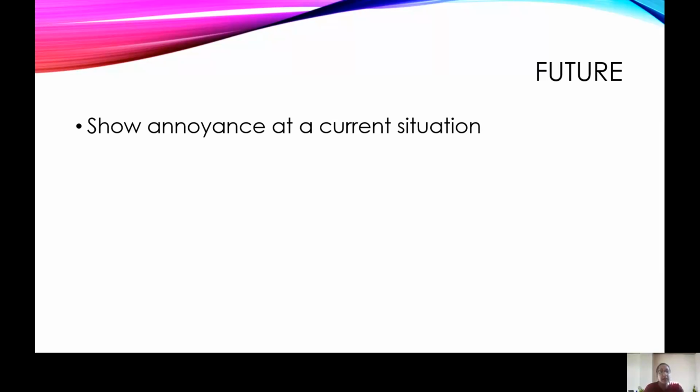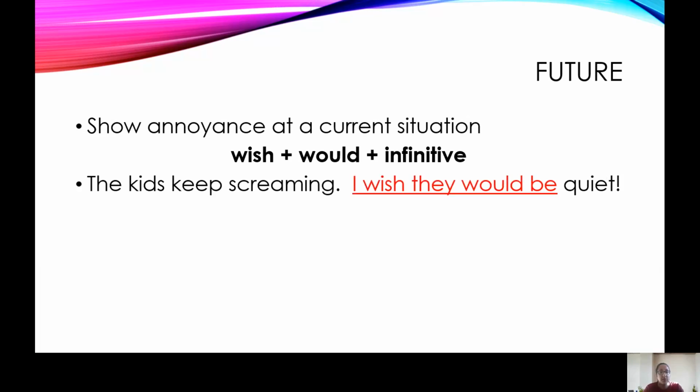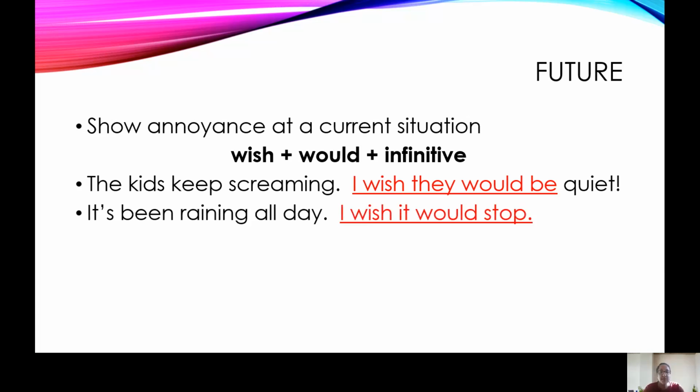Moving on to the future, if we want to show annoyance, if we want to show that we are annoyed at a current or present situation, and we want it to be different in the future, we can use wish with would plus an infinitive. For example, the kids keep screaming, I wish they would be quiet. It's been raining all day. I wish it would stop.